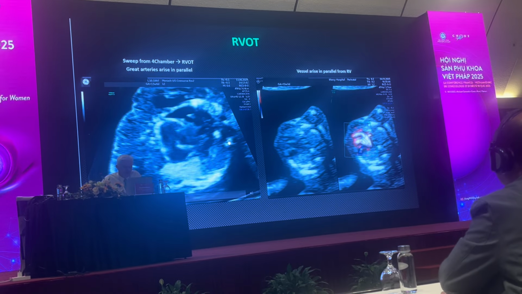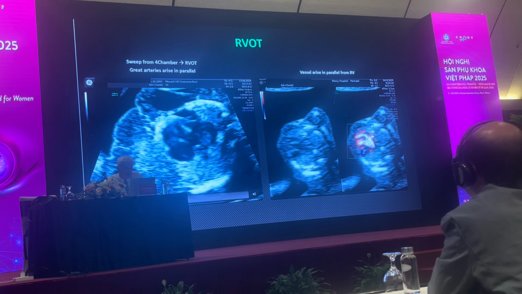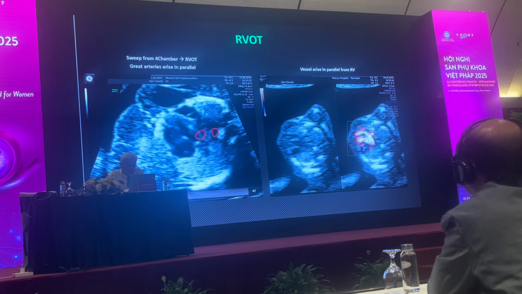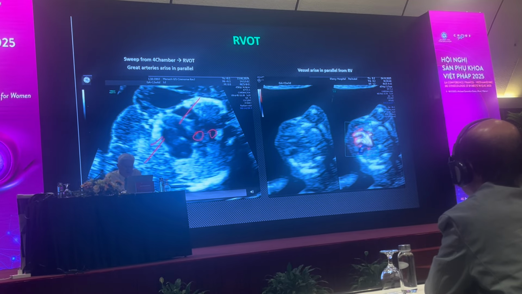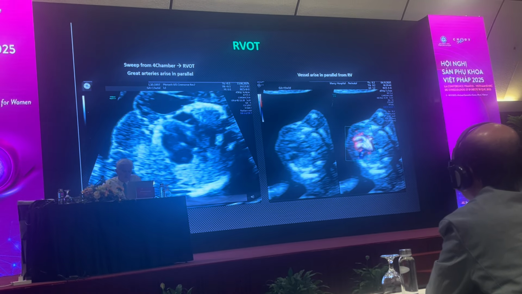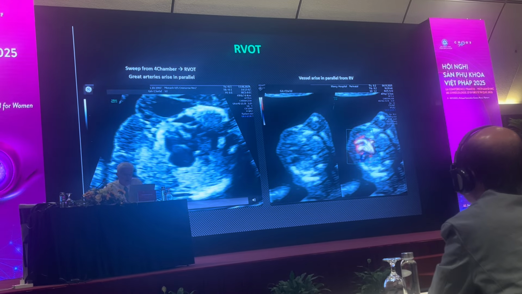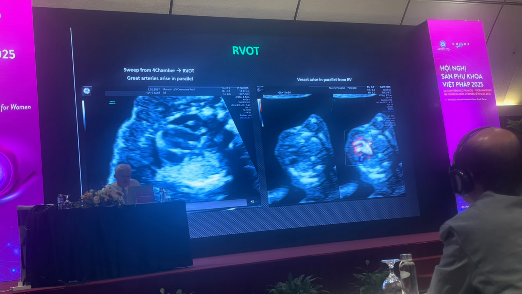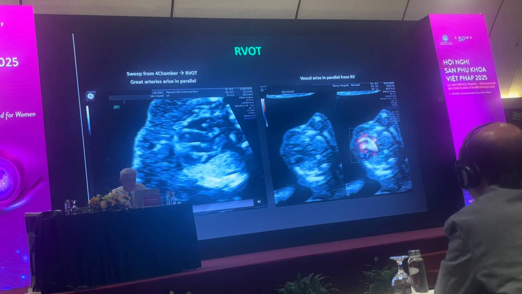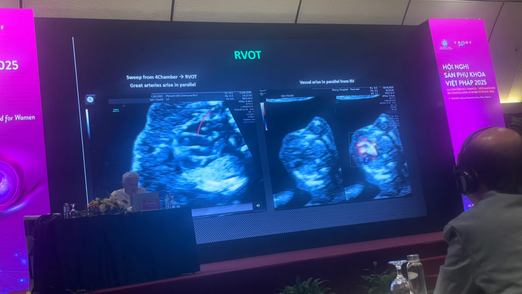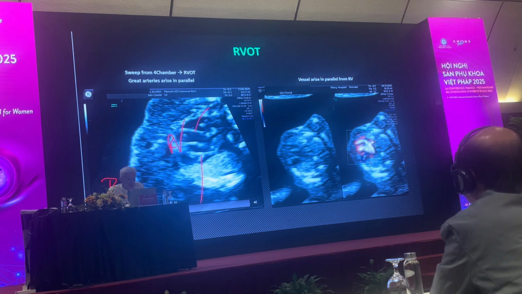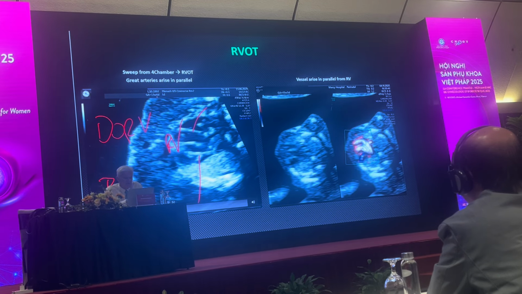This is a baby with a 4-chamber view of the heart at 13 weeks gestation. You see here the descending aorta, left atrium, left ventricle, right ventricle, right atrium. When you sweep from the 4-chamber up to the 3 vessels, you see both arteries arise from the right ventricle. Here are both arteries side by side coming out of the right ventricle. So we have the main pulmonary artery and the aorta coming out of the right ventricle. This is 13 weeks in gestation with double outlet right ventricle.